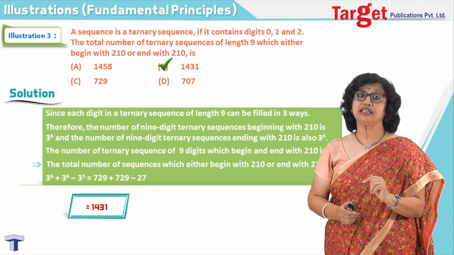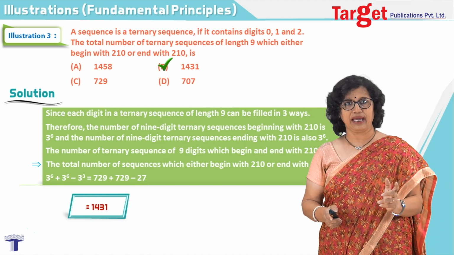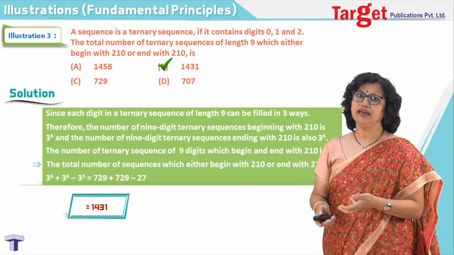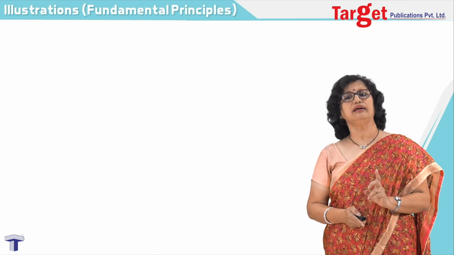Here our A intersection B is not 5. For the addition principle, we need A intersection B to be 5, but we have used part of set theory and finally we have got our answer as 1431. So let us move from here to the next one.